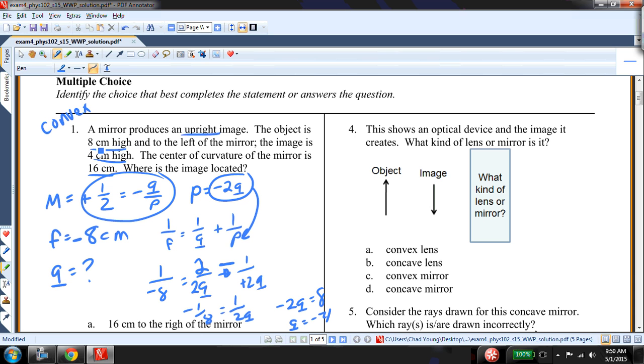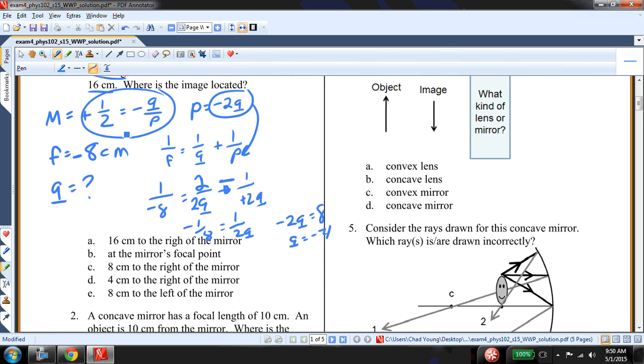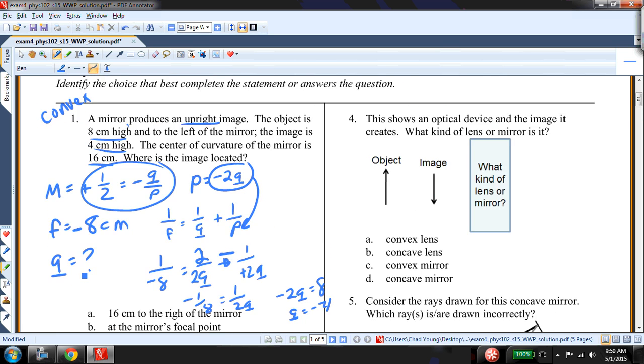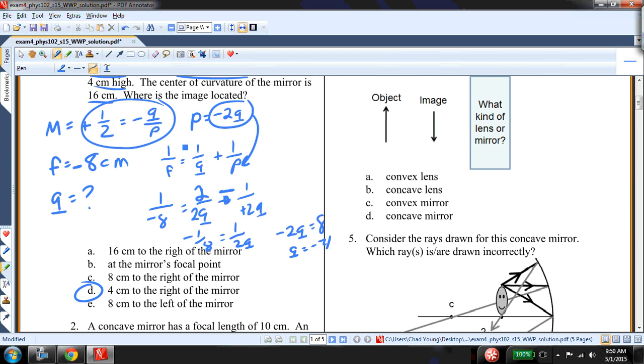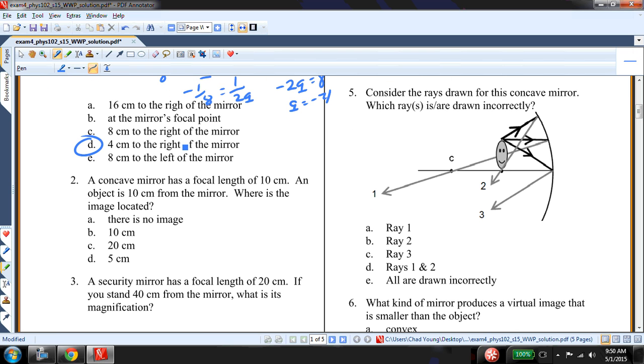The object is 4 centimeters to the right of the mirror. It said that the object was to the left of the mirror, so the image is to the right of the mirror. So number 1 is D. That was a fairly difficult problem. The rest of them aren't that difficult.